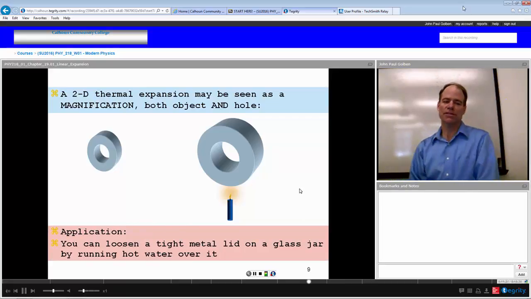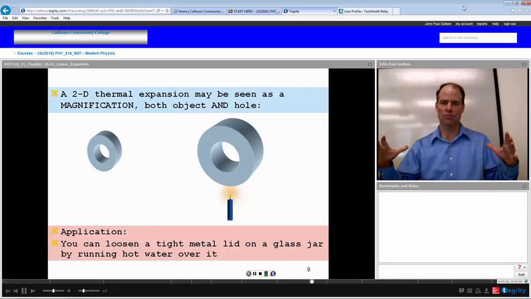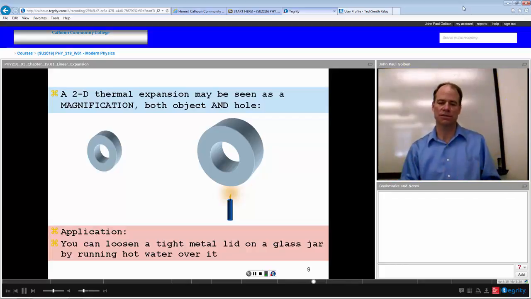Here's an application. You can loosen a tight metal lid on a glass jar by running hot water over it, and hence the metal will expand more than the glass, and that will make it less tight, and you should be able to unscrew it more easily.